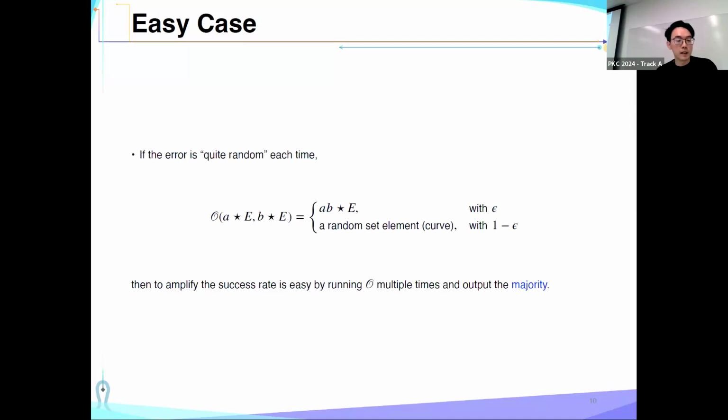To motivate, let's consider an easy case, where the error is random each time. That is, the oracle outputs the correct answer with probability epsilon, and a random group element, or say a random curve, with probability 1 minus epsilon. Amplifying the success rate in this case is very easy. You can just run the oracle multiple times, and because the correct answer has a non-negligible chance and a failure outputs a random curve, the majority has to be the correct answer.